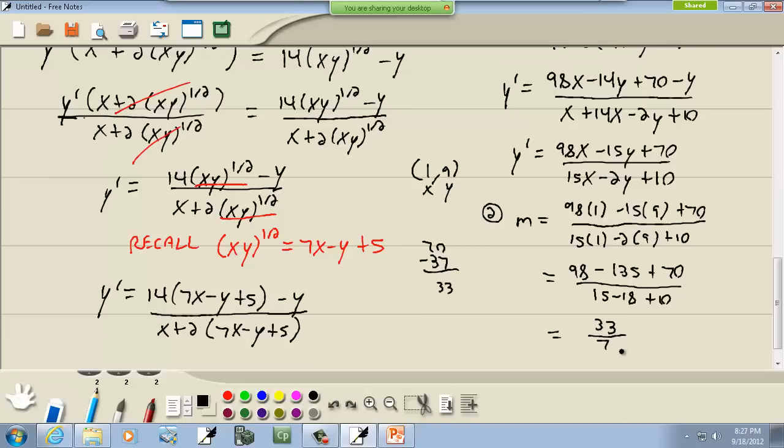33 over 7. Assuming I added everything correctly and multiplied everything and so forth.